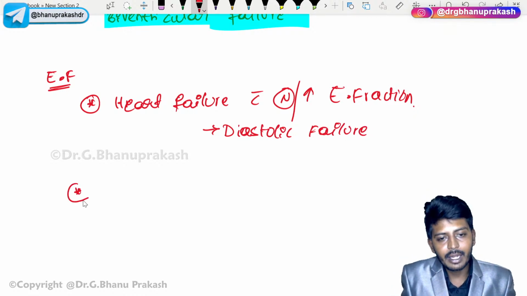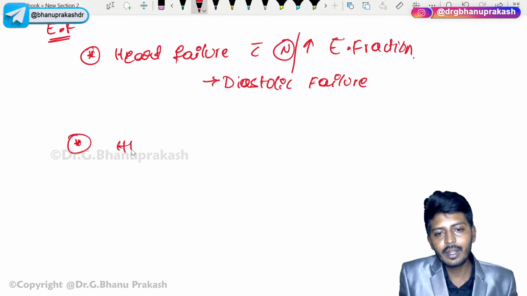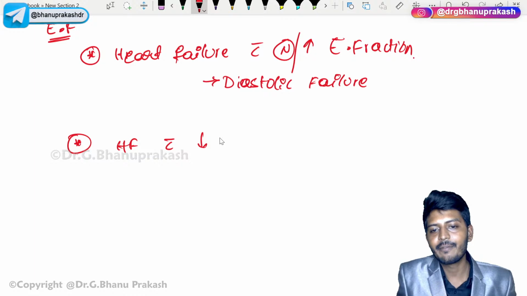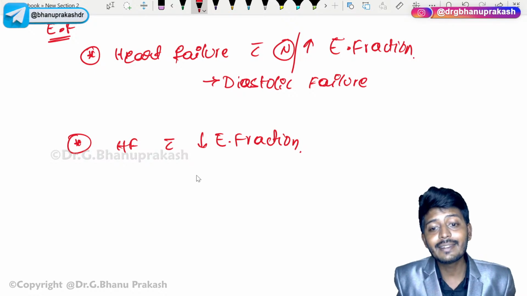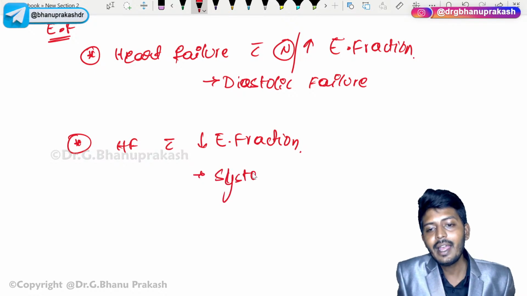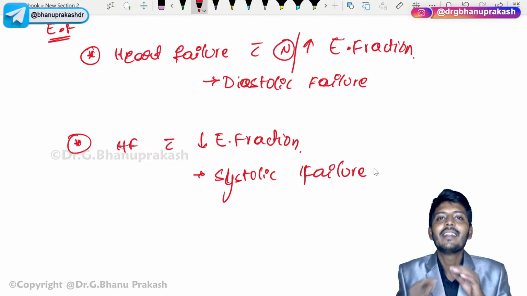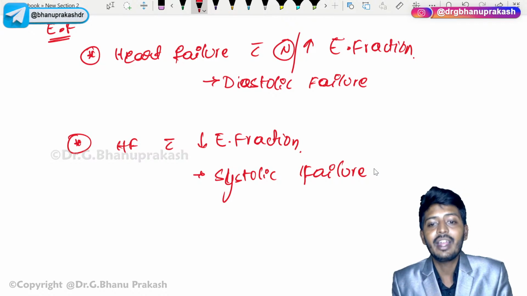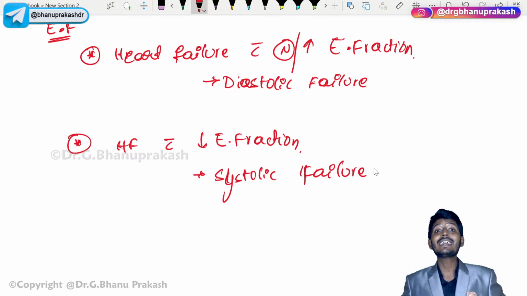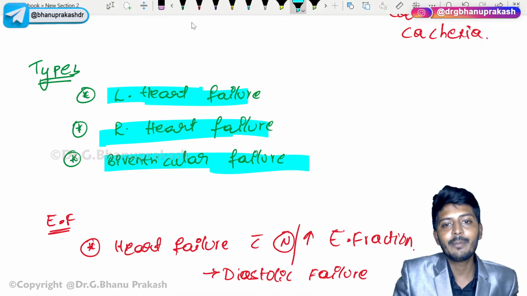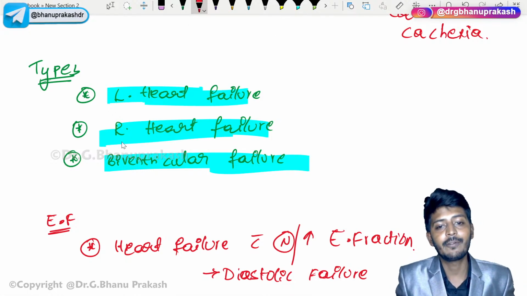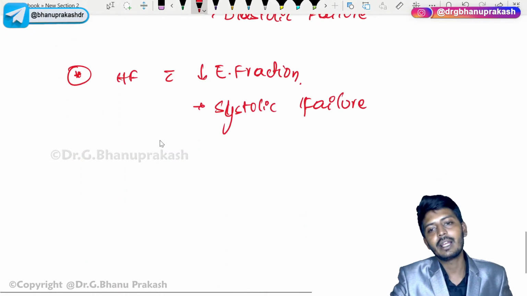The next important heart failure: of course, heart failure will be there with reduced ejection fraction. So this is one more type of heart failure, which we call a systolic heart failure or systolic failure. So here we have two types of dysfunction. There can be diastolic dysfunction, there can be systolic dysfunction. Systolic dysfunction will have a reduction of ejection fraction. Diastolic can have a normal or even increased ejection fraction. And most importantly, based on which ventricle has failed, left ventricle means left heart failure, right ventricle means right heart failure, or both ventricles can also have a failure.